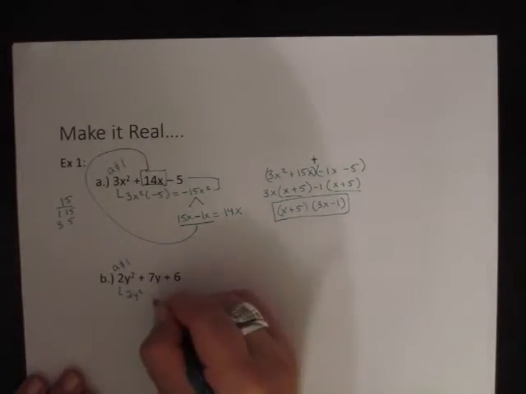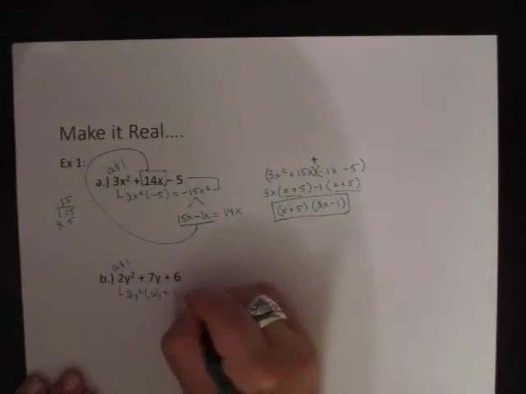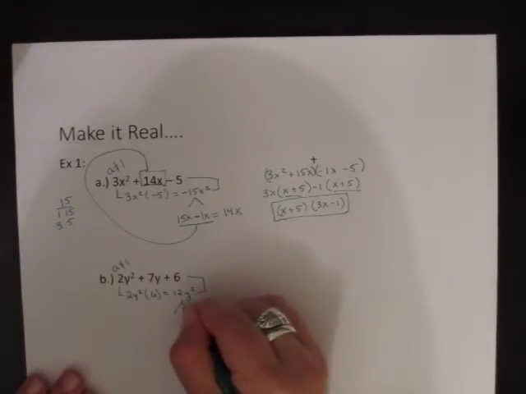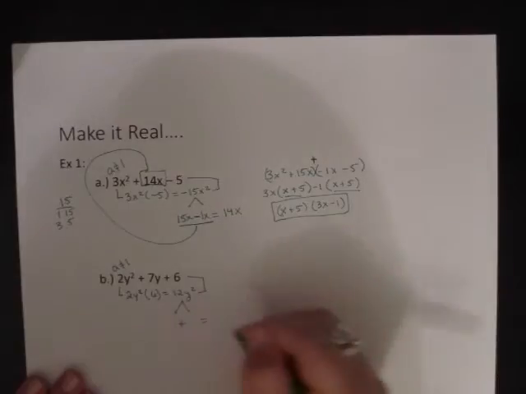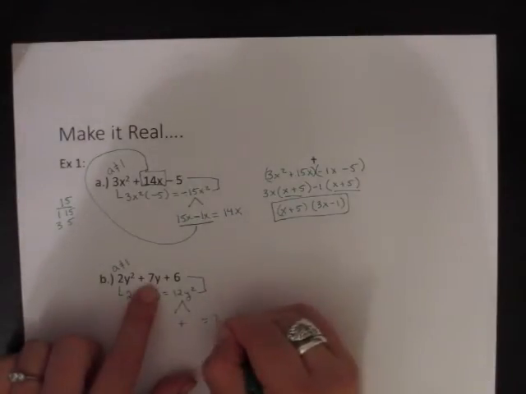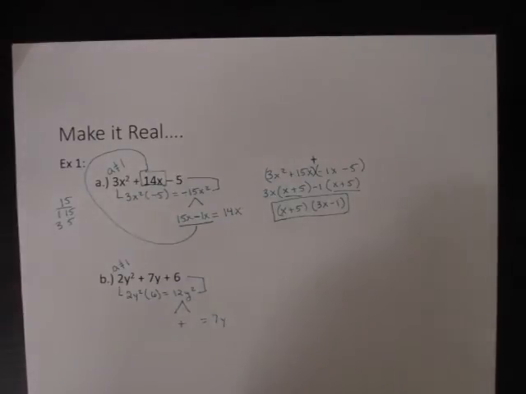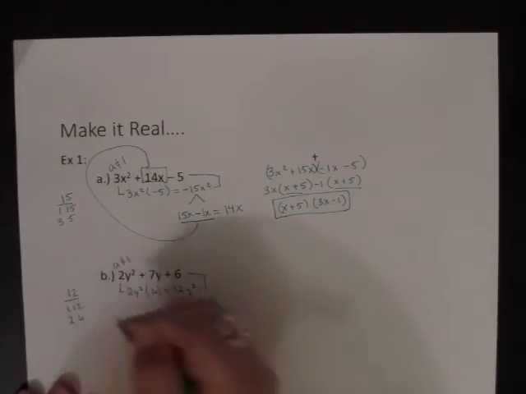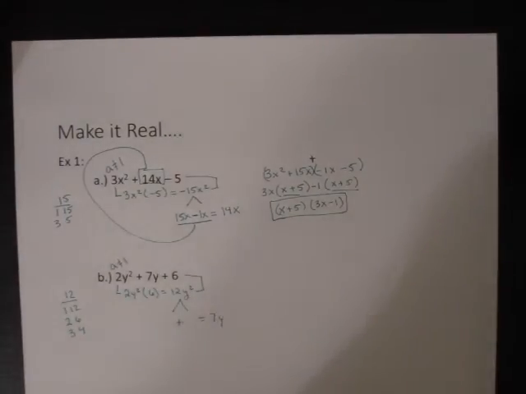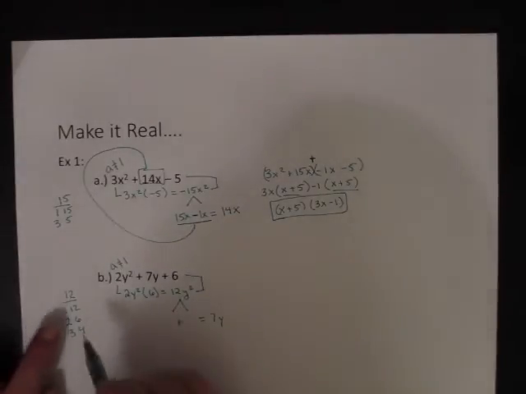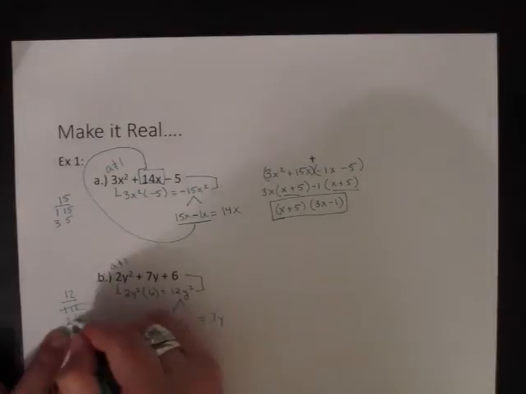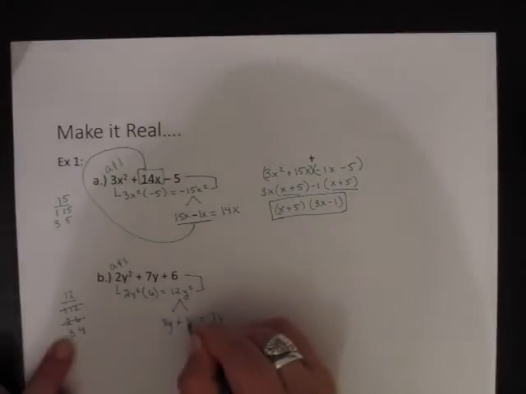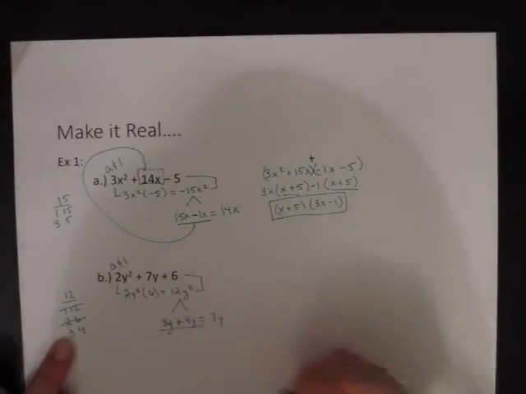So I've got 2y squared times 6, which will give me 12y squared. That's step 1. Step 2, because it's positive, I know I'm going to use addition, and I have to get to my b, which is 7y. Now I find my factors of 12: 1 and 12, 2 and 6, and 3 and 4. This time I have to get to a positive 7, so 1 and 12 definitely won't work. 2 and 6 gets me to 8, but I've got to get to 7, so 3 and 4 will work. So 3y plus 4y. Make sure that you include those variables.